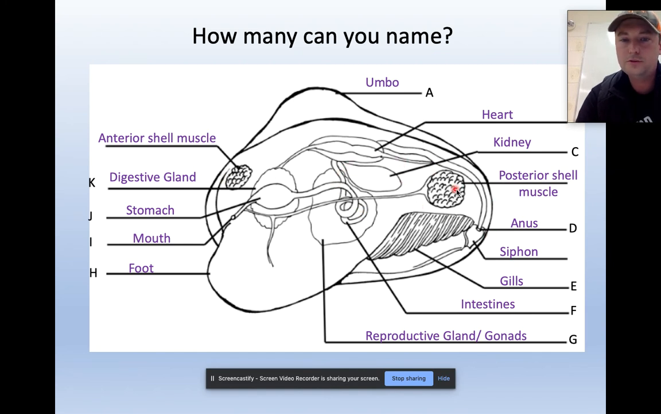We have two major muscles, which keep clams shut. It makes them very difficult to open. You have the posterior shell muscle and the anterior shell muscle. The heart, the coelom around it, right? We talked about that. The kidney, the gills, the foot. Better drawn here. I think I got everything. Oh, and the reproductive gland. So again, hope you did well. If you're not done, back it up just a little bit, pause, and try again.